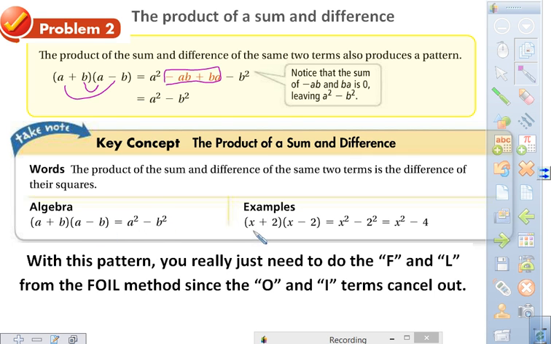So here's an example. If I square my first term and I square my last term, I get x squared and negative 4. My insides would give me a positive 2x. My outsides would give me a negative 2x, so those will cancel. So my answer will be x squared minus 4. With this pattern, you really only need to do the first and the last because the insides and outsides cancel out.